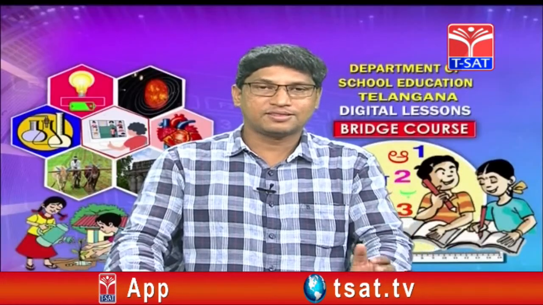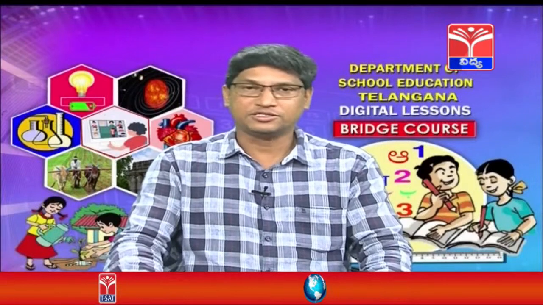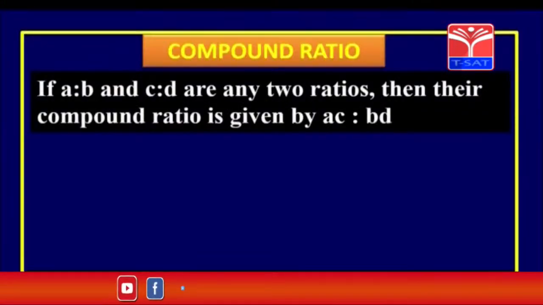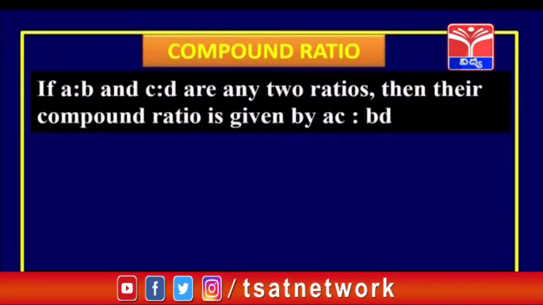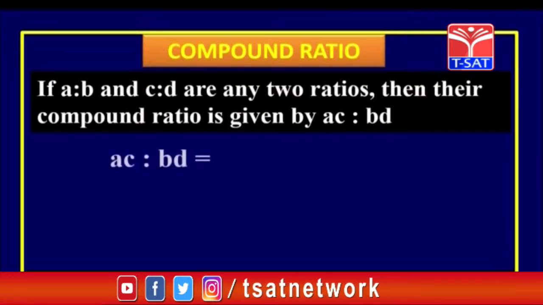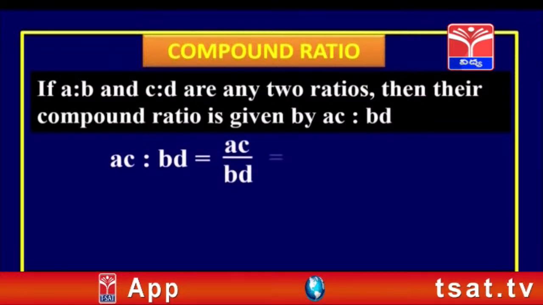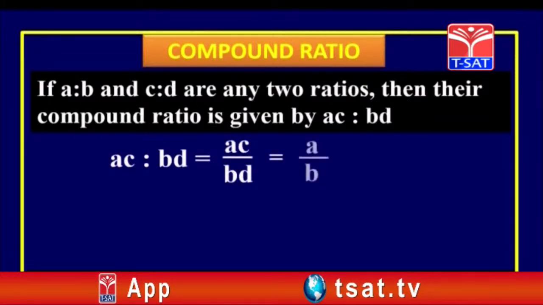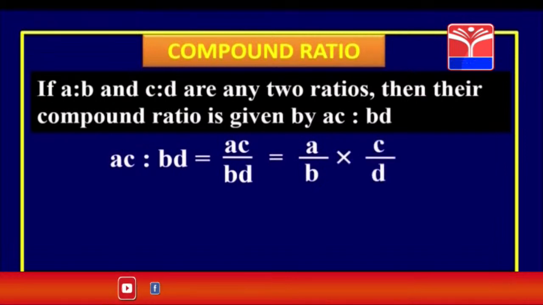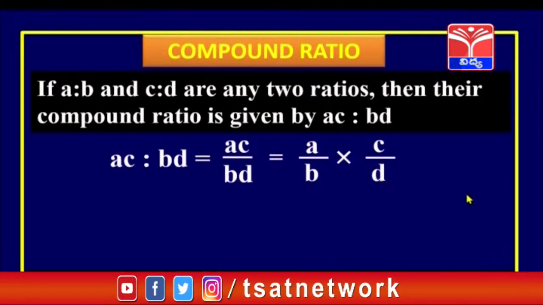So children, let us see what actually a compound ratio is. If A is to B and C is to D are any two ratios, then their compound ratio is given by AC is to BD. So AC is to BD can be written as AC by BD, which in turn can be written as A by B into C by D. Here A by B is nothing but A is to B, children, isn't it? And C by D is nothing but C is to D.